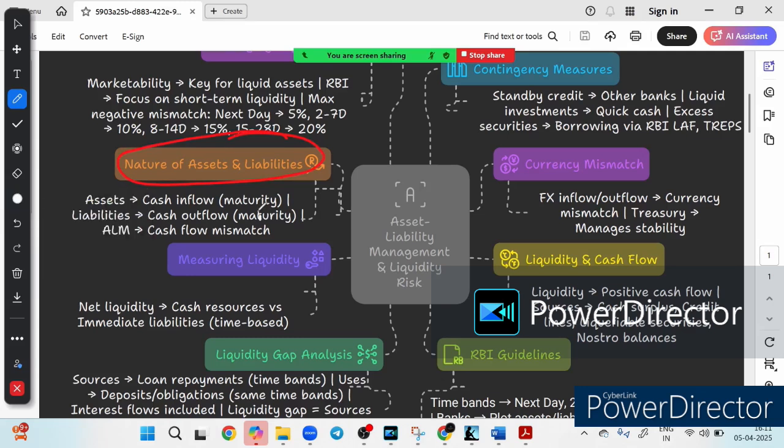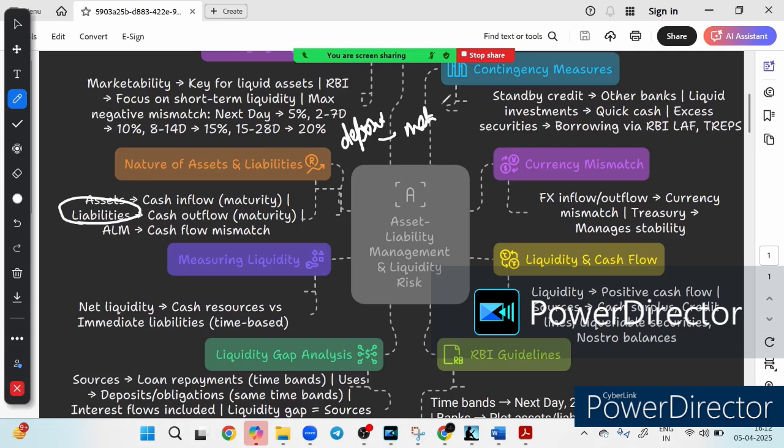Let's see. You can think of assets like cash inflow, incoming cash, as I told you earlier. Whenever loans are repaid, money comes into the bank. That is why a loan is a kind of asset to the bank. And if we talk about liability, you can think of liabilities as obligations. Suppose any kind of deposit matures; money will flow out. So that is called liability.